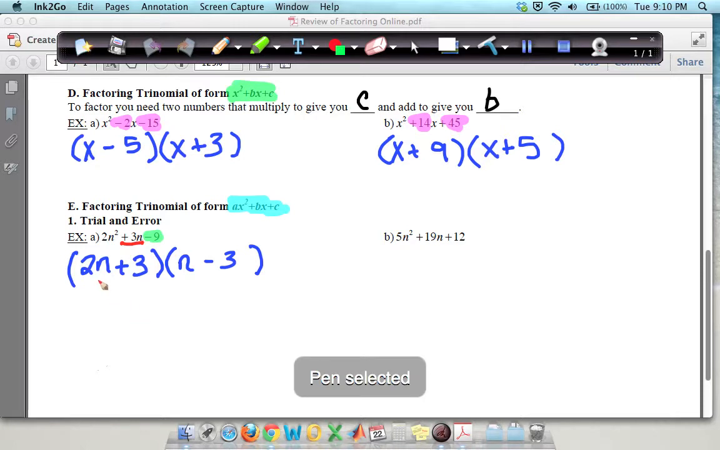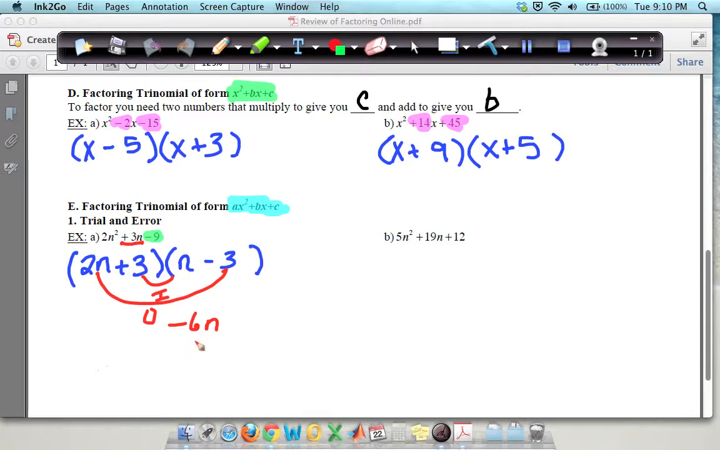Okay, so I'm going to check my outside terms. So if I was foiling, this would be my outside, and this is my inside terms. And I need to see what they give me. My outside terms multiply to be negative 6n, and my inside terms multiply to be a positive 3n. And when you add that, you get a negative 3n. So it's close, but it's the wrong sign, and that actually makes this easier. That shows that you have the right numbers, but the wrong signs. So I just need to change the signs of my numbers.